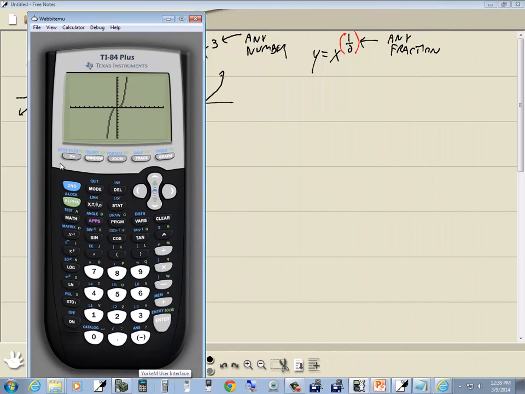So that's how we're going to plug it in. Come over here, I'll press my y equals, clear. I do my x key, caret, beginning parentheses, and then 1 divided by 2, and then the closing parentheses. TI-83, TI-84 is very forgiving about closing parentheses at the end, but I'll do it for completeness sake. And then I'll press graph, and that'll give us our answer.